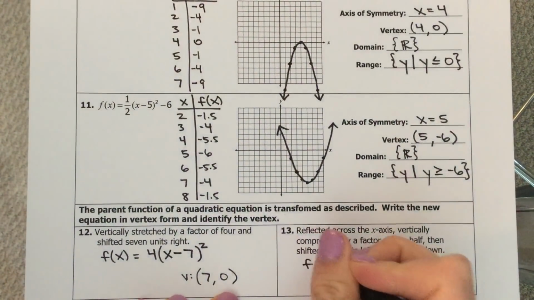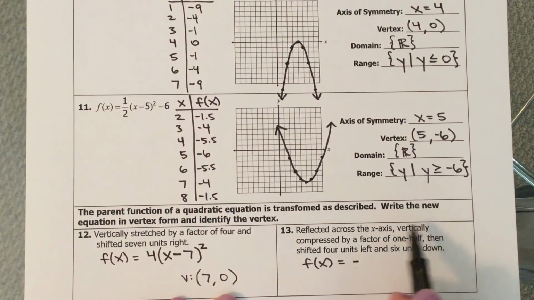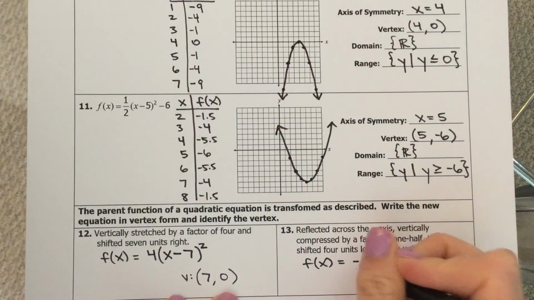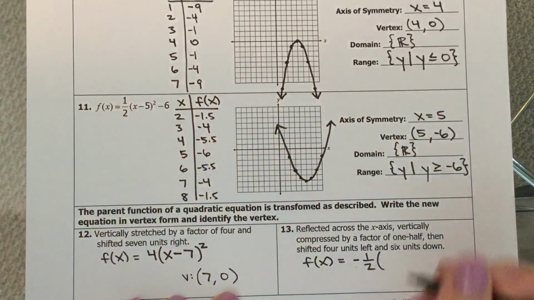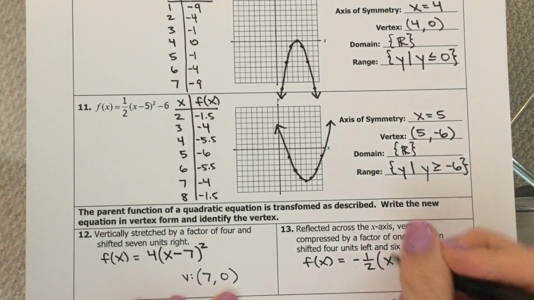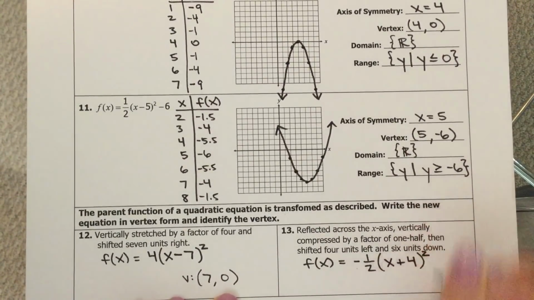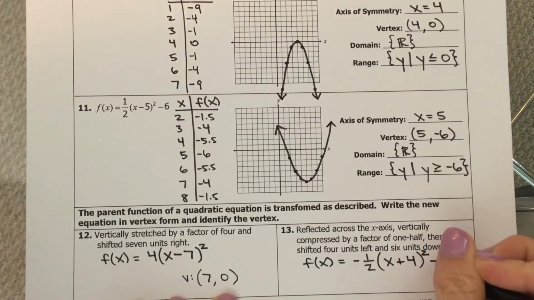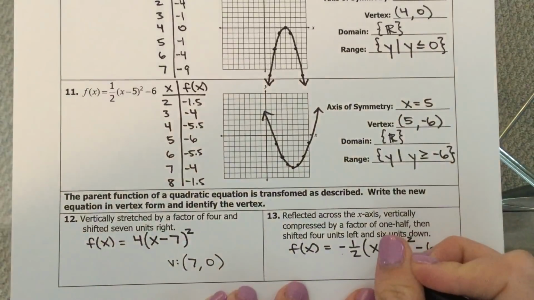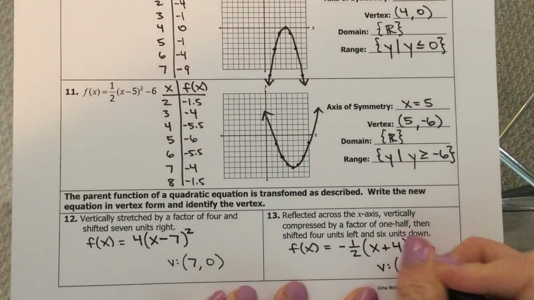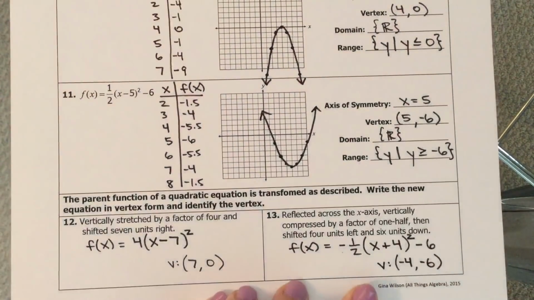Okay, one more of these. We start with f of x equals. It is reflected across the x-axis, so it starts with a negative. Vertically compressed by a factor of 1/2, then the parentheses. Then shifted 4 units left, so left goes inside the parentheses, and left is a plus rather than minus. And finish off the parent function, 6 units down would be -6 after the parent function. All right, so last piece is we want to identify the vertex. X is the opposite of the number in parentheses, and then the exact number here for y.